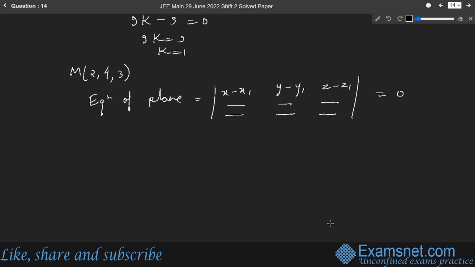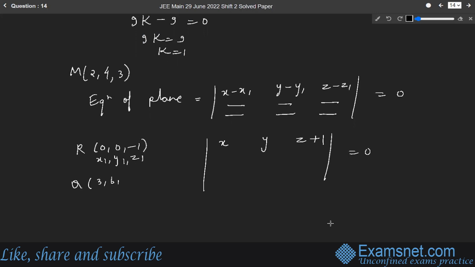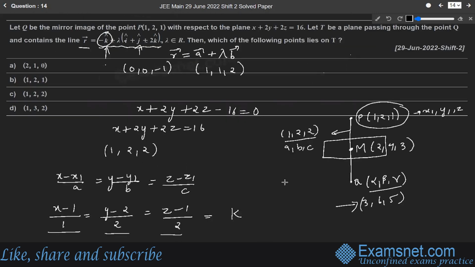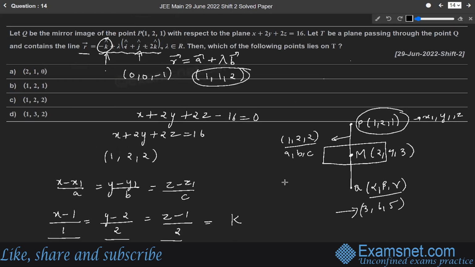So what is x - x1? Firstly, we have a point which is 0, 0, -1. Let this point be R, right? So if we want x - x1, let us consider x1, y1, and z1. So x - 0 is x, right? Then y - 0 is y. z - z1, z1 is -1. So z - (-1) will be z + 1, right? So now we want two more rows which will consist of point Q. What is point Q? Point Q is 3, 6, 5, right? Now, another row will be the coordinates of B vector. What is the point that we have found? 1, 1, 2.